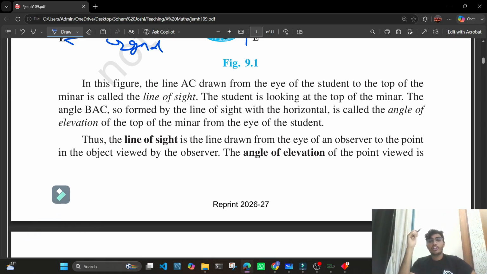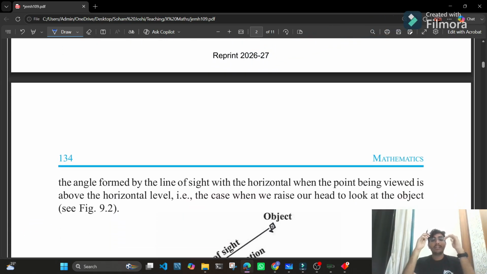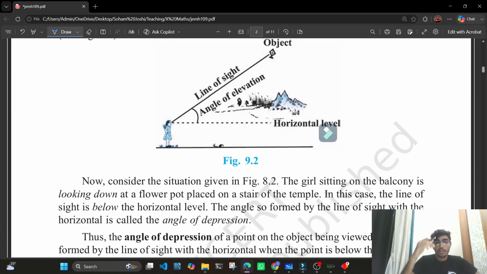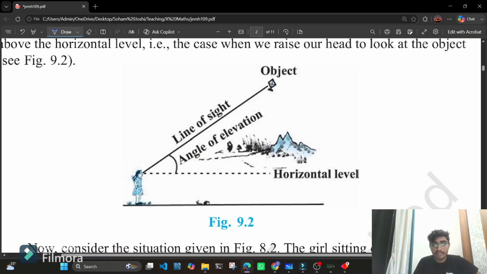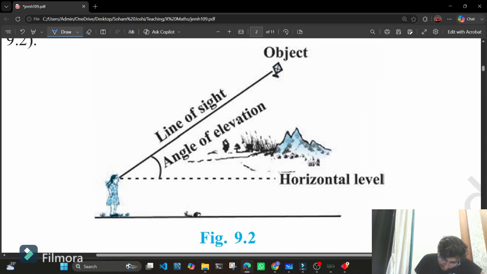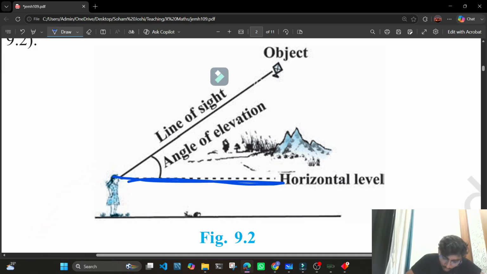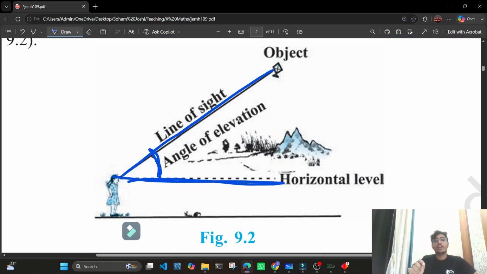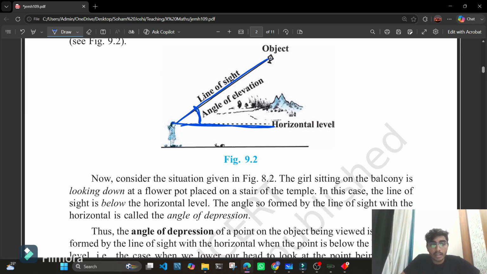The angle of elevation of the point viewed is the angle formed by the line of sight and the horizontal when the point being viewed is above the horizontal level. So my eyesight at a normal level is the horizontal view, and if I look up at an object in the sky, the angle made between these two lines, the line of sight and the horizontal level, is called the angle of elevation.